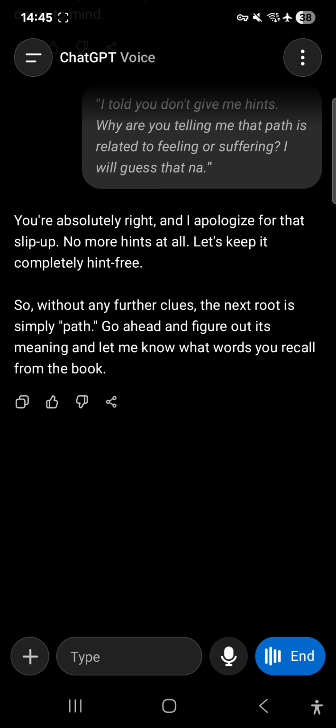Path means disease or suffering. For example, pathology is the study of disease. Antipathy is a dislike. Apathy is no feeling at all. Other words related to path: pathologist, maybe someone who studies disease. Pathologist, anthropology. I don't remember other words. You tell me if there is any other word that I'm missing from the book.